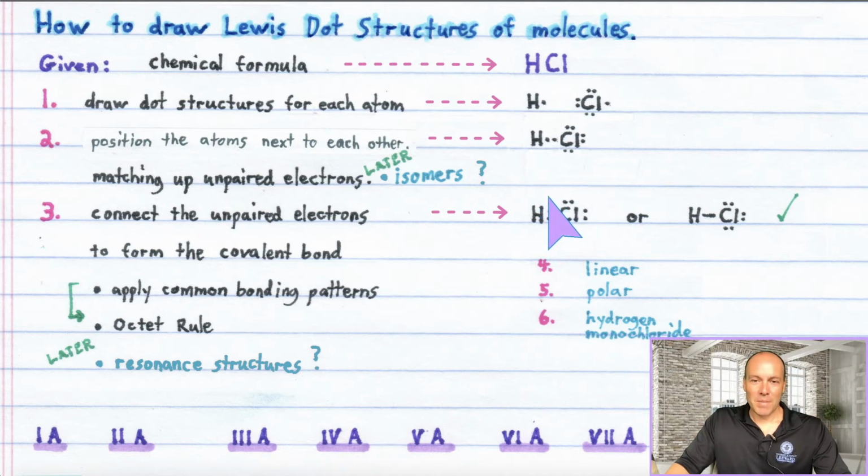So covalent bonds are often represented by lines. So you can do it like this. This is the old school method, or that's how people usually do it today. So there you go. That's the Lewis structure for HCl.